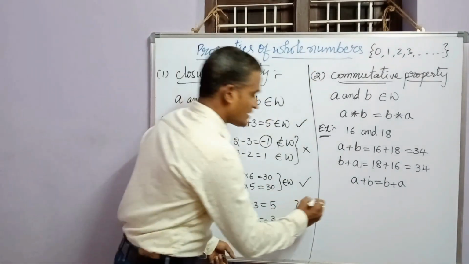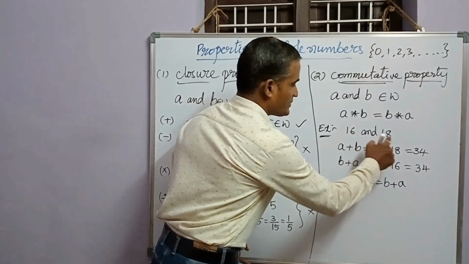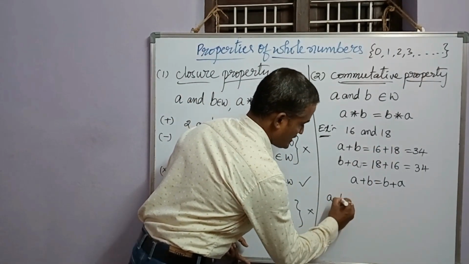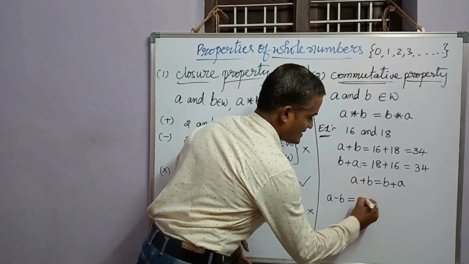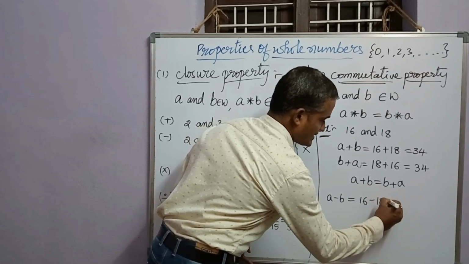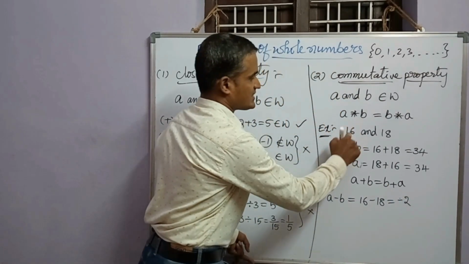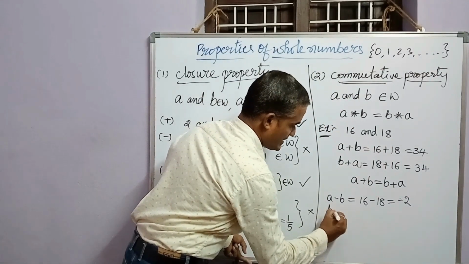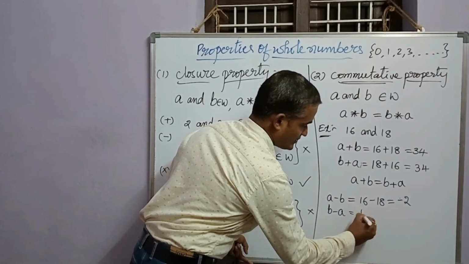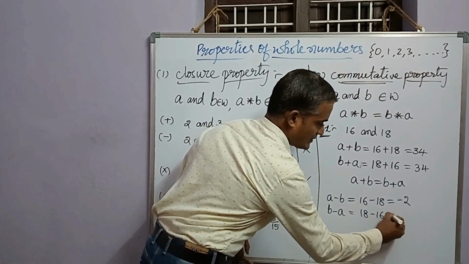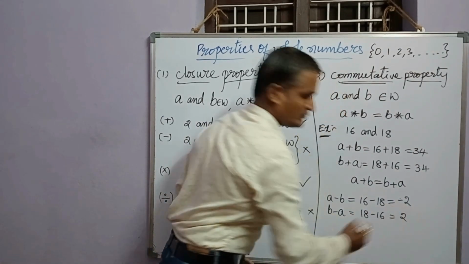Okay. So we'll take subtraction. With the same numbers, A minus B is 16 minus 18. The answer will be minus 2. But B minus A, here 18 minus 16, the answer will be 2.